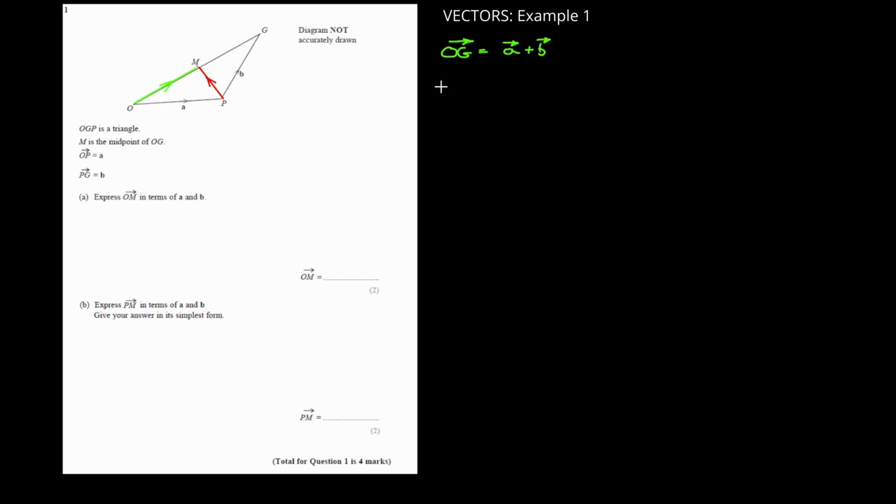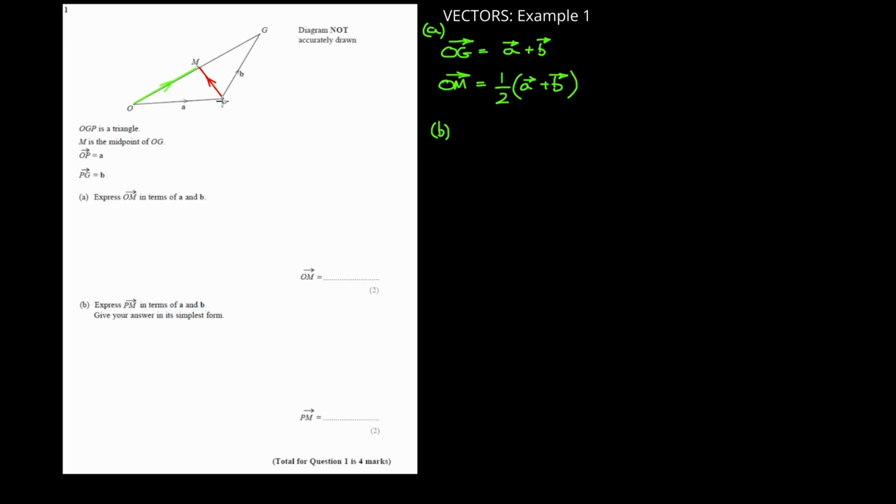So OM is half of our total journey from O to G. So this is half of vector A plus vector B. And that's your answer. So that was part A. Now let's have a look at part B.